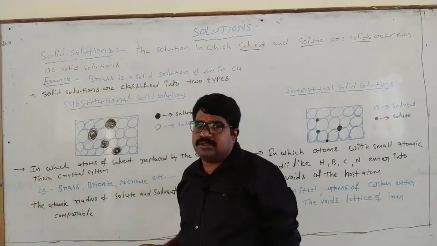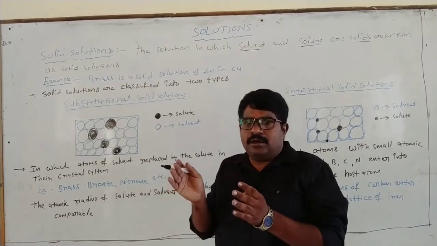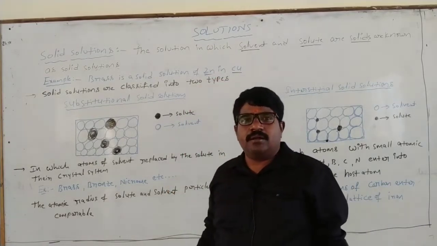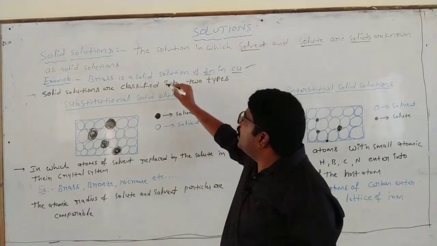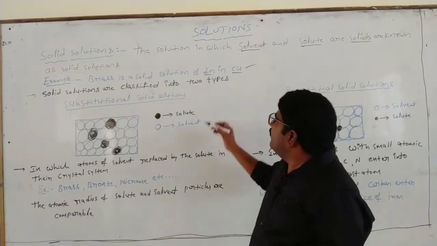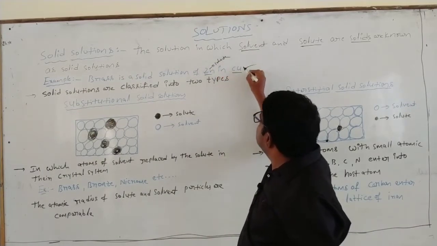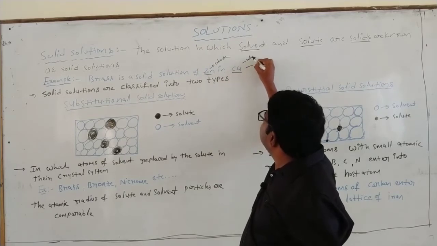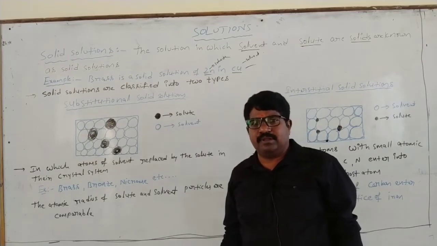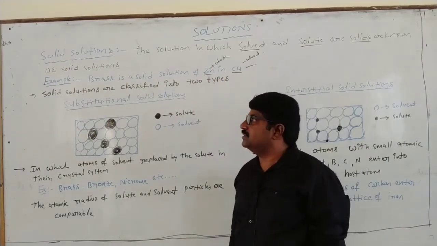Brass is a type of alloy that contains zinc and copper. Brass is an example of a solid solution, in which zinc is the solute whereas copper is the solvent, but both are metals, meaning solids. That is why brass is an example of a solid solution.